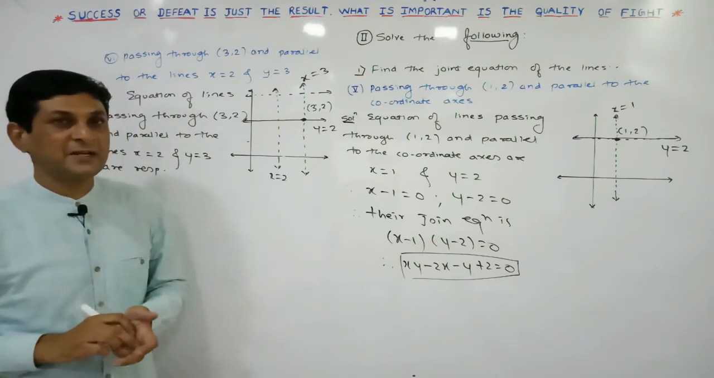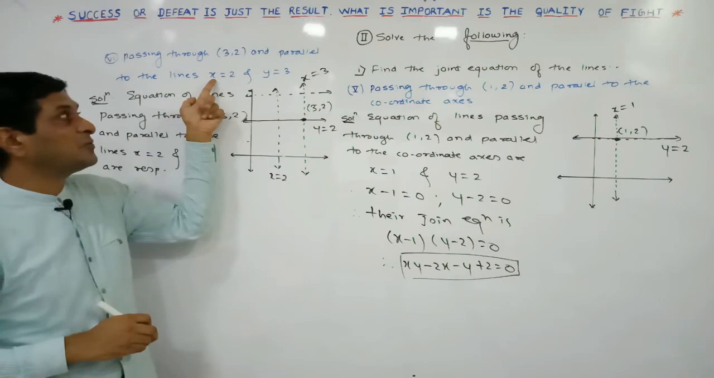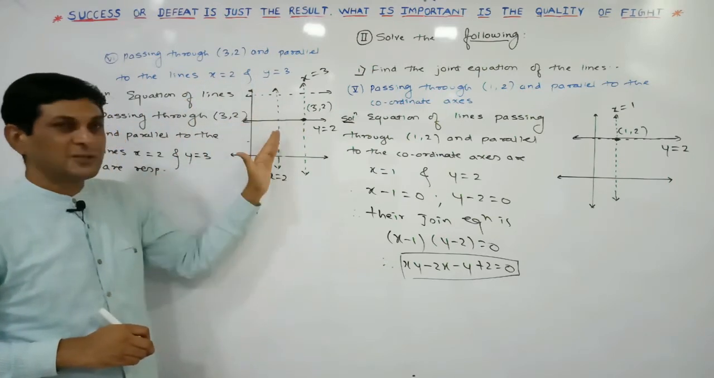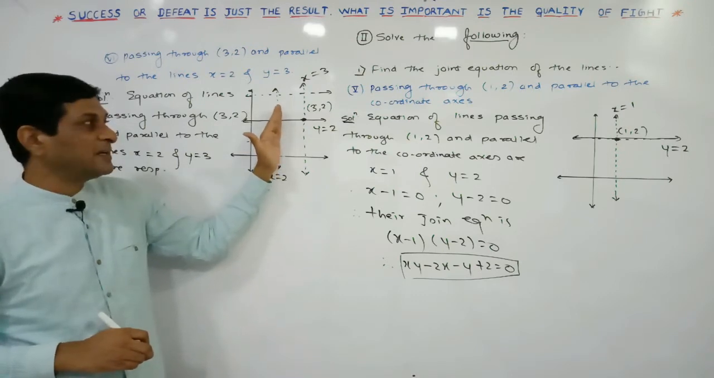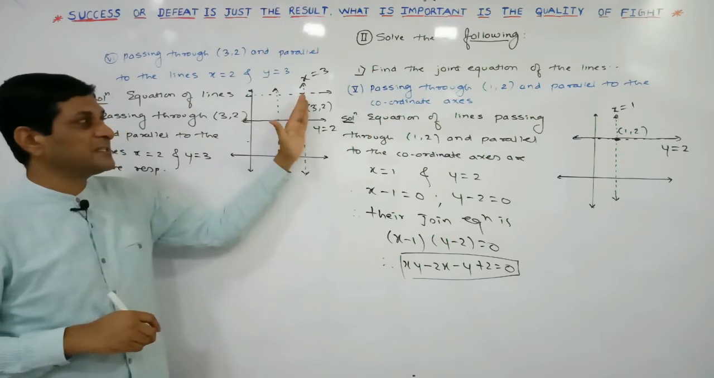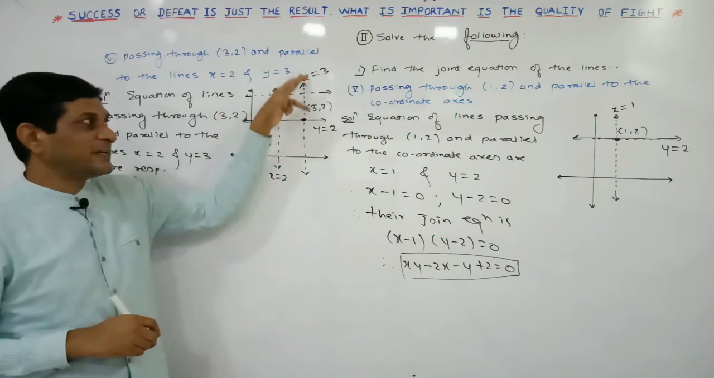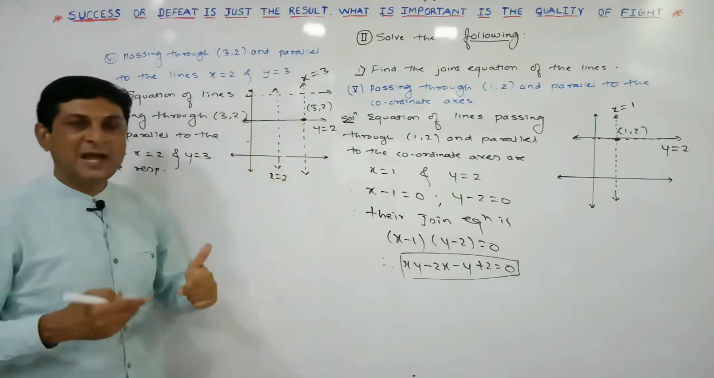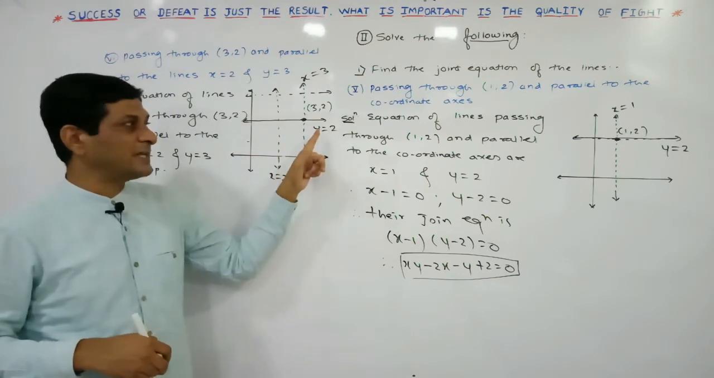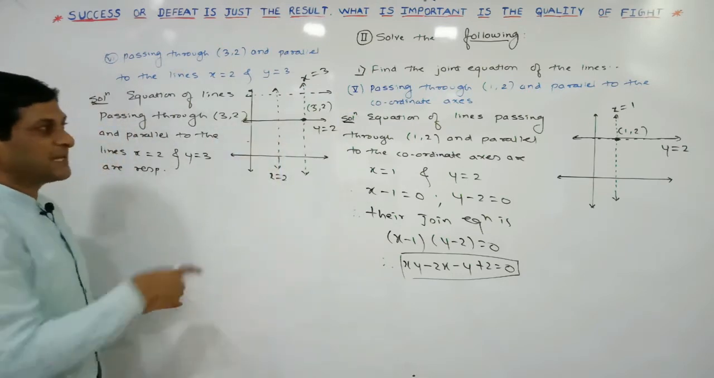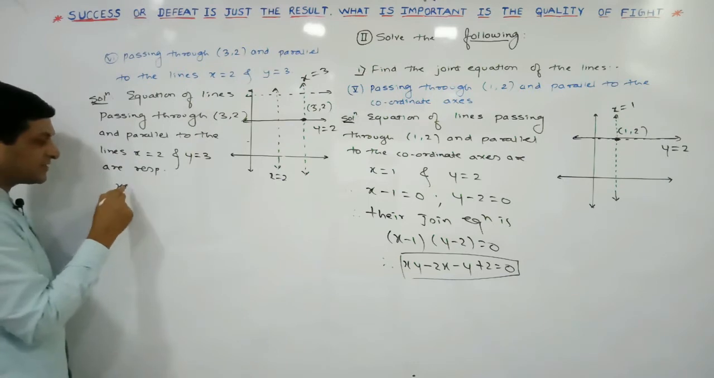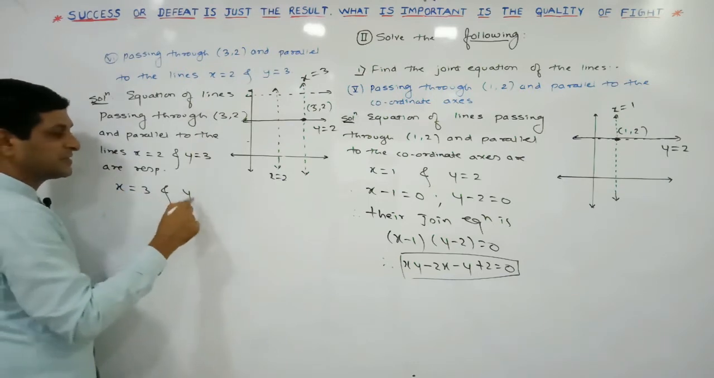Hope the ideas are clear to you. Our first line is parallel to the line x equals 2. Since this line is parallel to the y-axis, and our required line is parallel to this line, it is also parallel to the y-axis. That's why its equation is x equals constant. Similarly we get the equation of the second required line, y equals constant, and that constant is 2 here. So in this way we have got our required equations, x equals 3 and y equals 2.